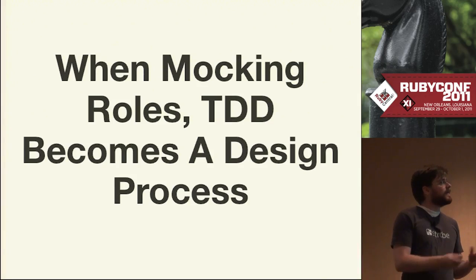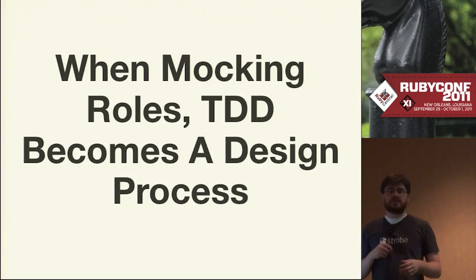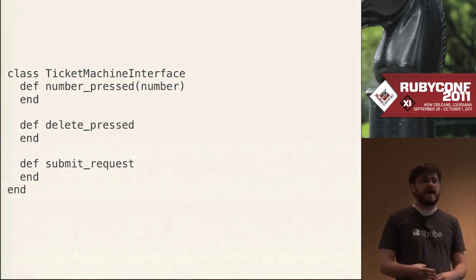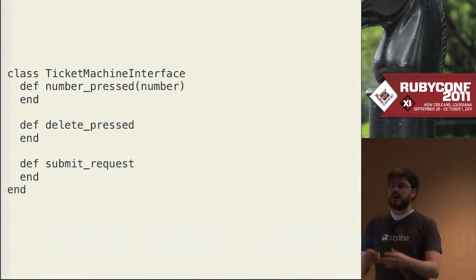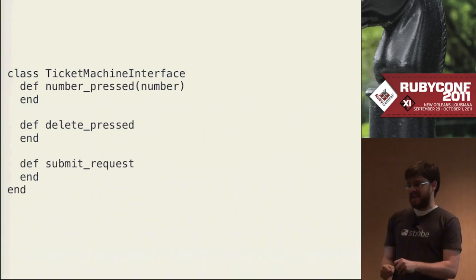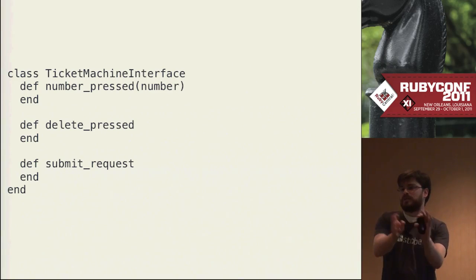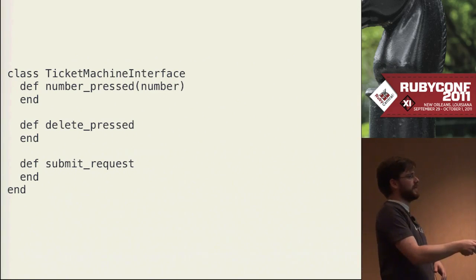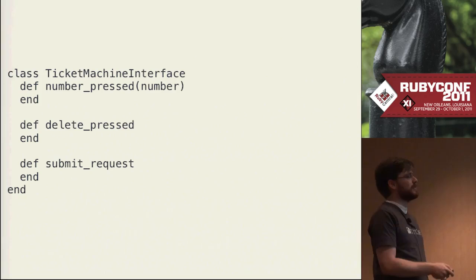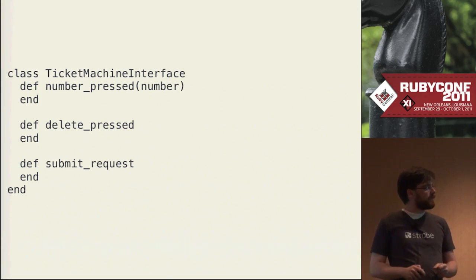So for example, if I start with just a ticket machine interface, and presumably I have come to this interface through some form of TDD, so I already know what role it's playing because I know that there's going to be an object sending messages to it. So I start with this. I know it's going to have number pressed, delete pressed, and submit request.